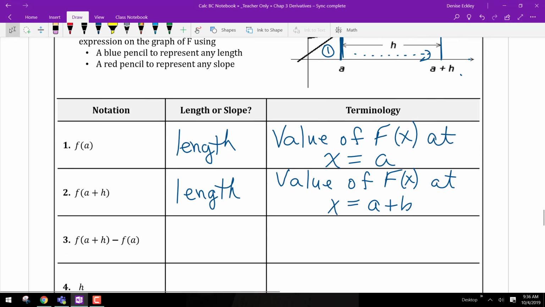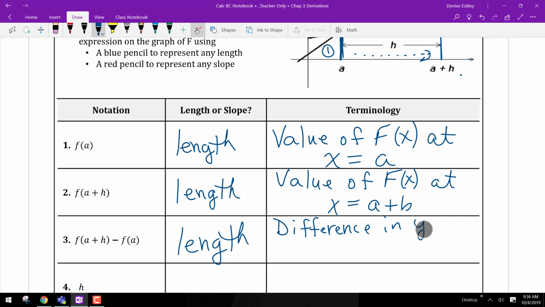Next, number 3 says f of a plus h minus f of a. So we're taking 2 lengths, we're subtracting them, so we are going to get a third length. So this is the difference in y values of f of x between x equals a and x equals a plus h.